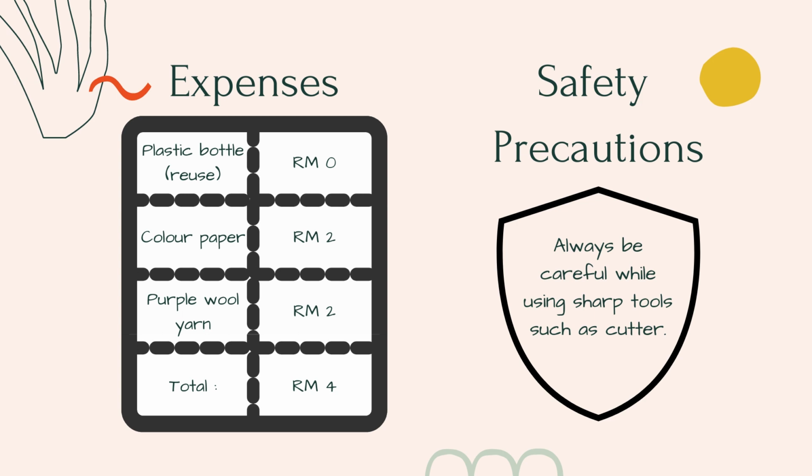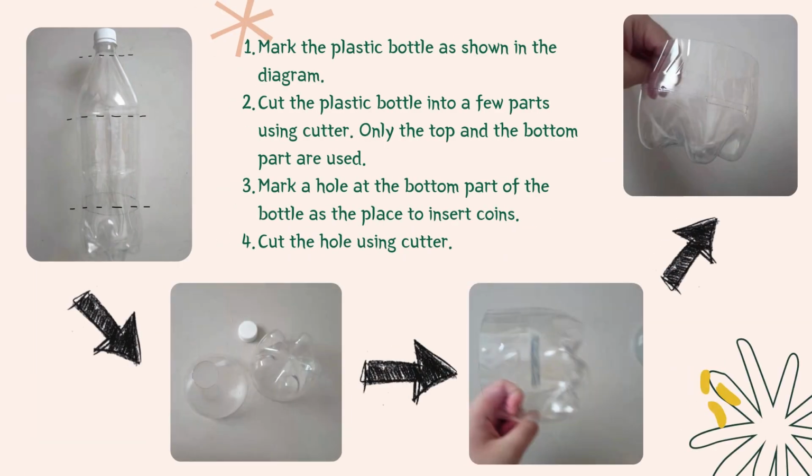Safety precautions. Always be careful while using sharp tools such as cutter. Here comes the procedure. First, point the plastic bottle as shown in the diagram. Secondly, cut the plastic bottle into a few parts using cutter. For information, only the top and the bottom part are used.